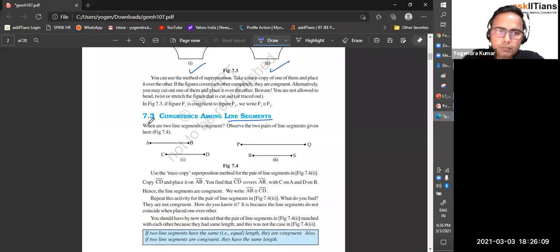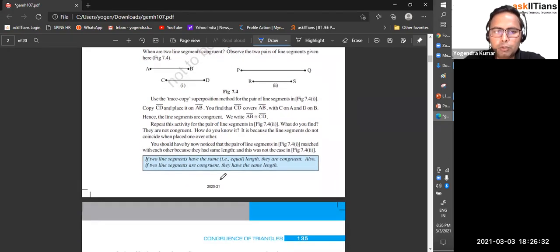measurement. When are two line segments congruent? So when they have exact length, right? Observe the two lines here. So AB and CD, they are congruent, right? Because they are of the same length. PQ is not of the same length, so that's why they're not equal. Use the trace copy superposition method for the pair of line segments, right? I hope you're getting it.